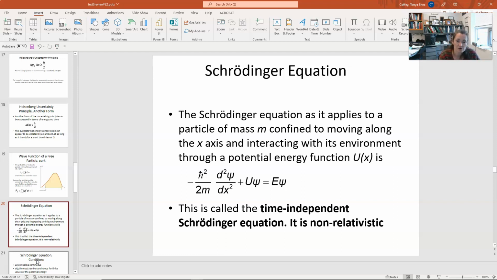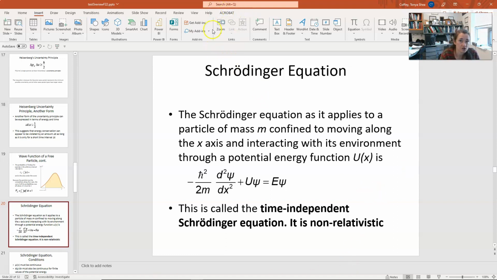Minus h bar squared over 2m times the second order derivative with respect to the spatial coordinate, d squared psi dx squared, plus U times the wave function psi is equal to E psi. Here U is the potential energy function, and it's a function of x, of course, in 1D because we're only considering 1D potentials. E is the energy of the particle, okay? And of course, h bar is Planck's constant over 2 pi, and m is the mass of the particle. This is the time-independent Schrodinger equation.